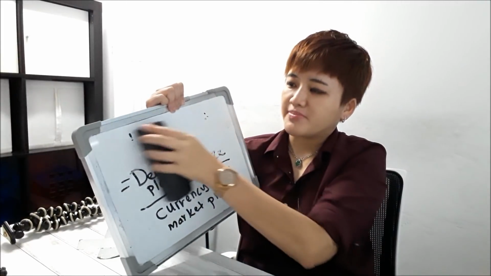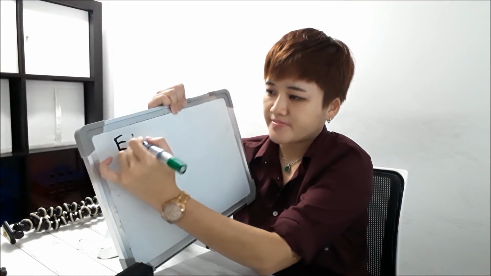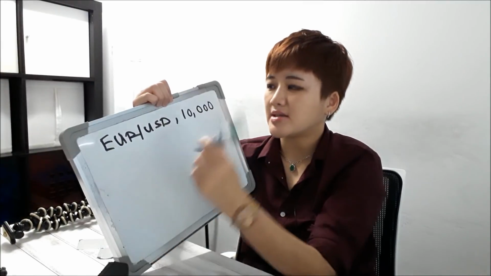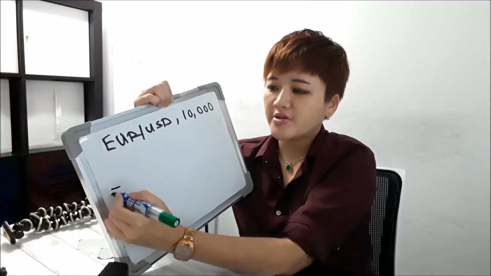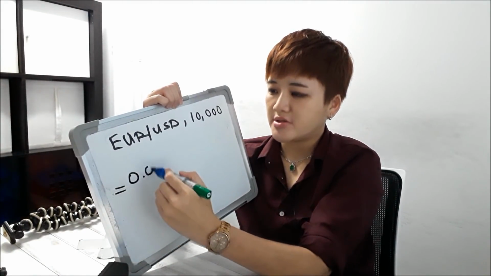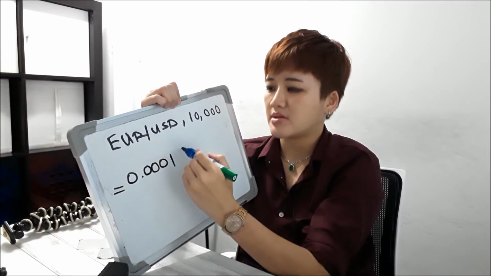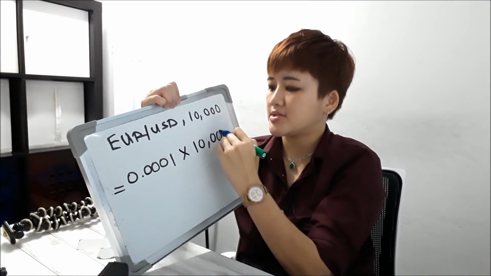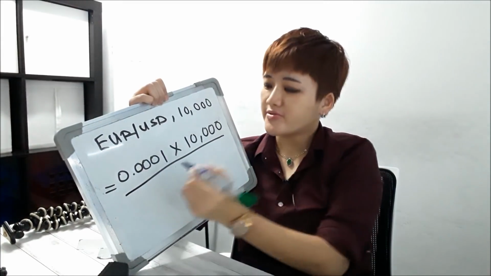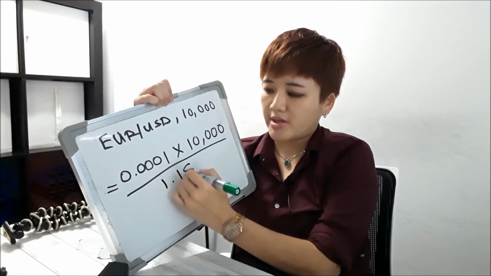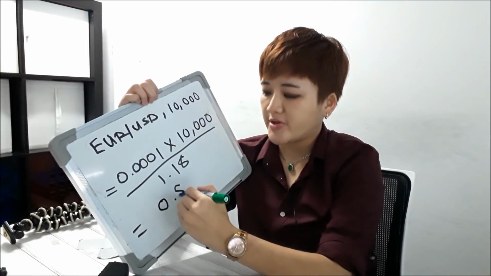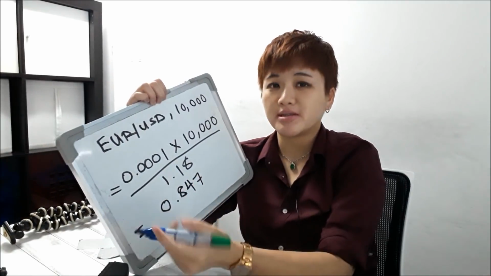So if I give you one example, today if you are trading euro dollar and you are trading 10,000 units of euro dollar. So euro dollar is measured in terms of 4 decimal places, 0.0001 times 10,000 units divided by current market price. So as of today, it is about 1.18. So what answer do you get from this? The answer is 0.847 in terms of euro, not in terms of USD.